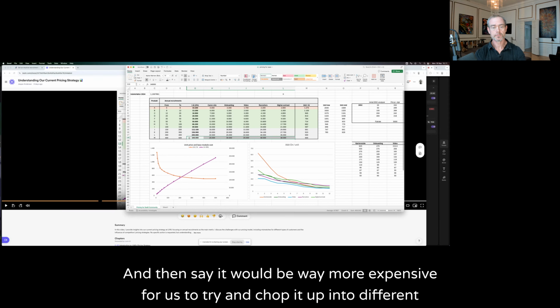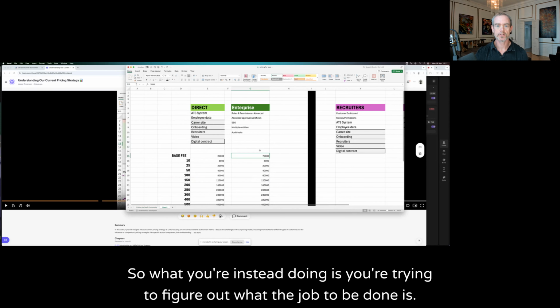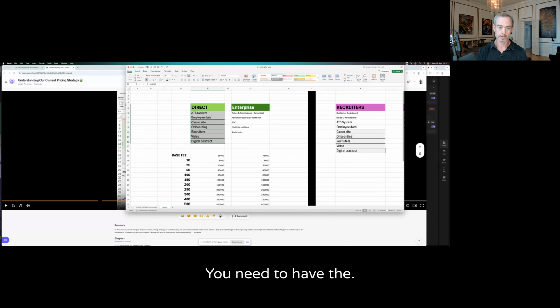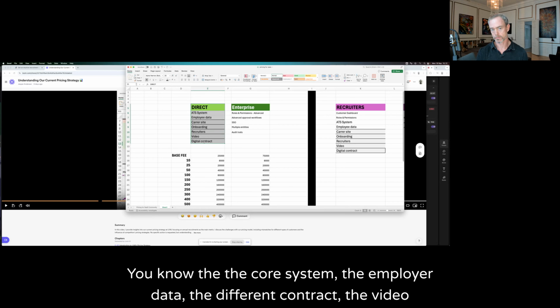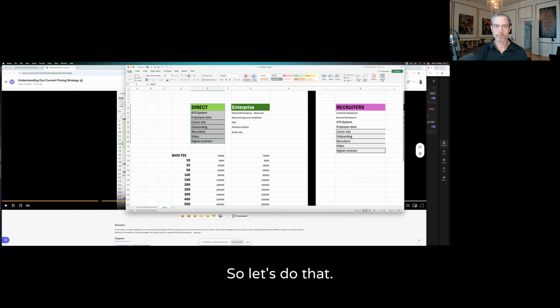And then say it would be way more expensive for us to try and chop it up into different modules and so forth and give it to you. So what you're instead doing is you're trying to figure out what the job to be done is. And that basically is, in the new digital world, to actually recruit people, you need to have the core system, the employee data, the digital contract, the video calls, the onboarding process, whatever it is. All this needs to happen. And that's the job. So let's do that. And then what is it that I need next?